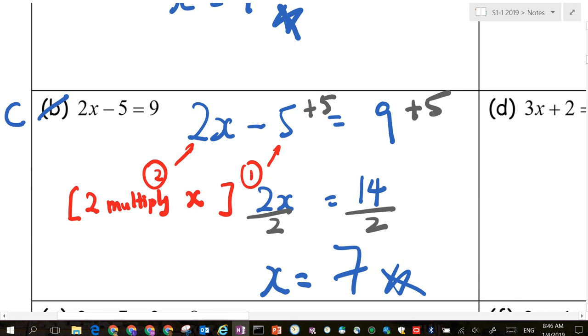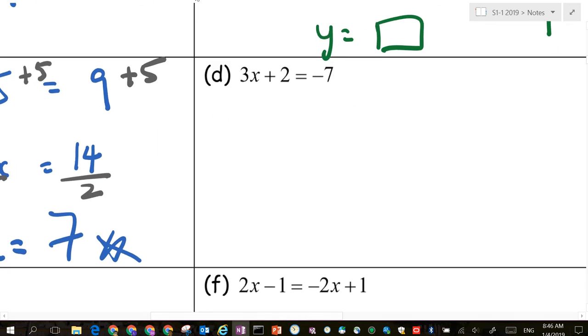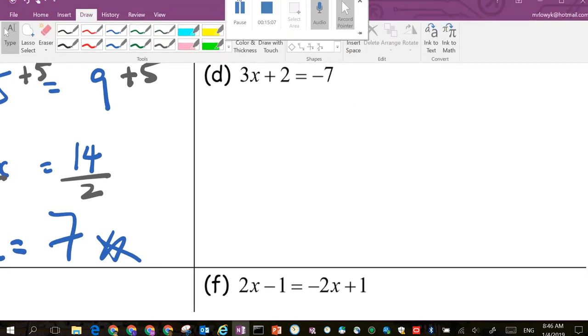Is it 9? Can you follow? Now let's try one more. What about this? So now I pause the video. For Ahmad, look at your D. This is the answer. Work it out.